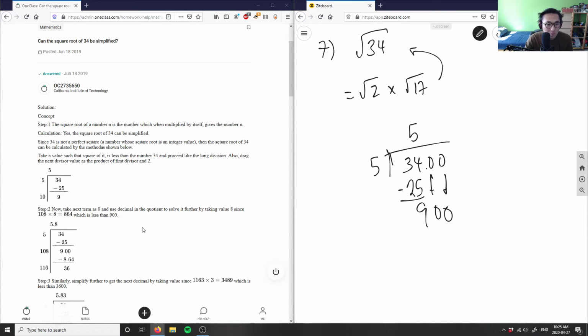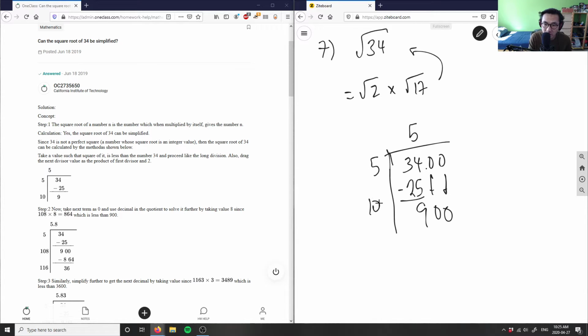Let's see. So I'm just figuring out where they're getting 108 here. Oh, I have 10 here first. Sorry. Because again, I have 5 plus 5 times 2 here is 10. That's good. And then I'm taking the value of 8 here.